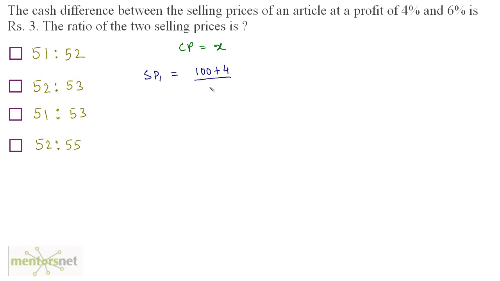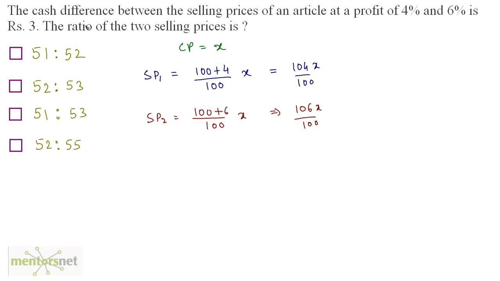of X. So 100 plus 4 upon 100 X. So this is actually equal to 104X upon 100. Now we have another selling price which is a 6% increase in the cost price. So let's term this SP2. SP2 is equal to 100 plus 6 upon 100, which is a 6% increase in the cost price. So this is 106X upon 100.